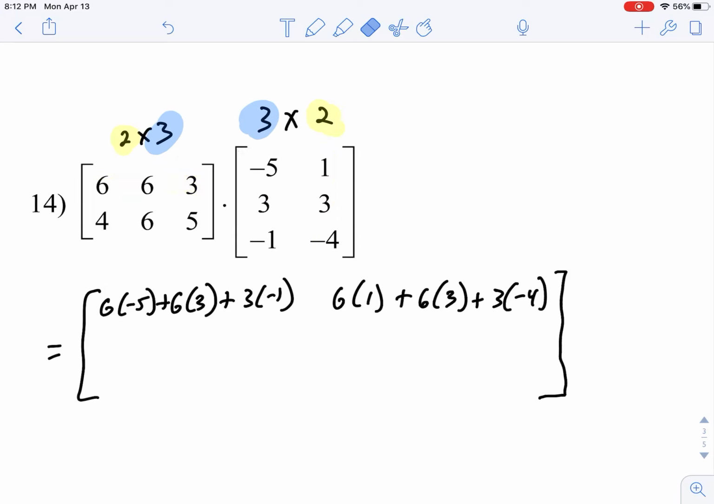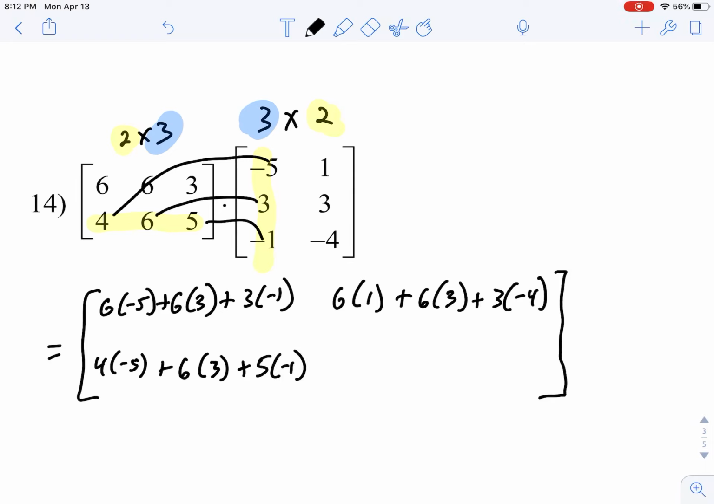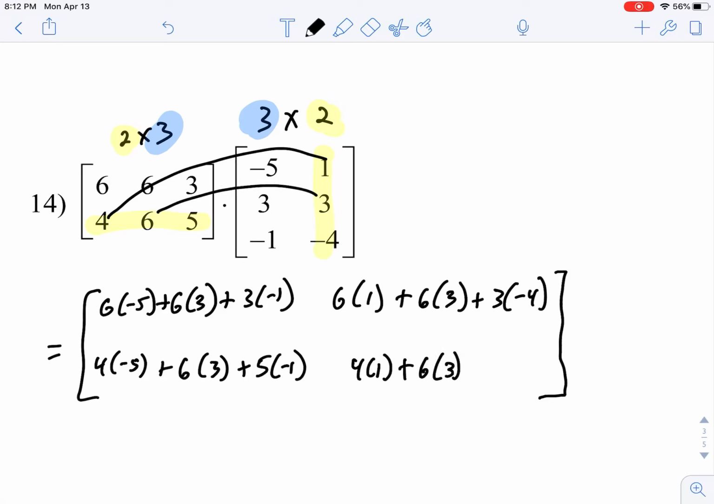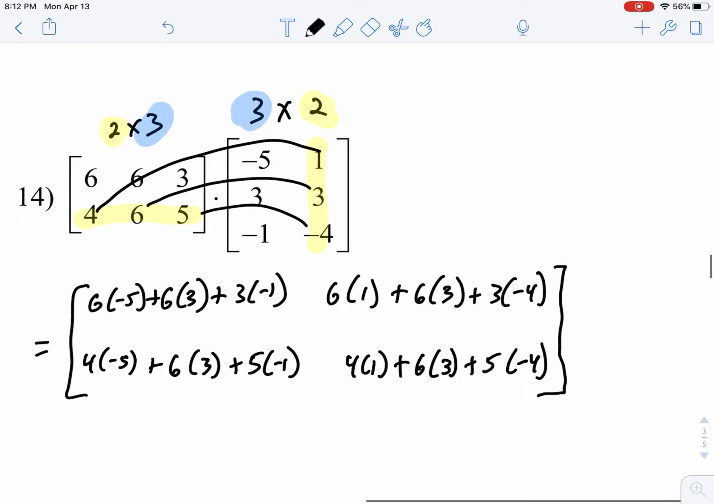Now we do the second row. This row times this column. 4 times negative 5 plus 6 times 3 plus 5 times negative 1. Then we have to do second row, second column. 4 times 1 plus 6 times 3 plus 5 times negative 4.